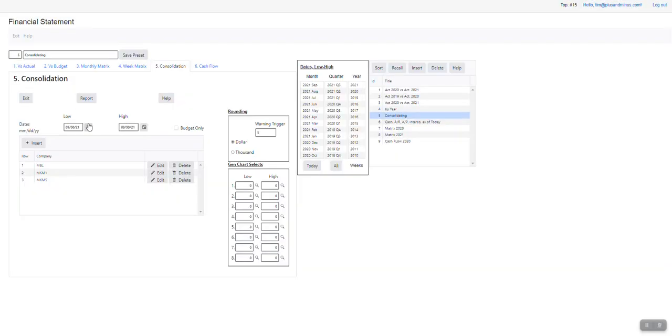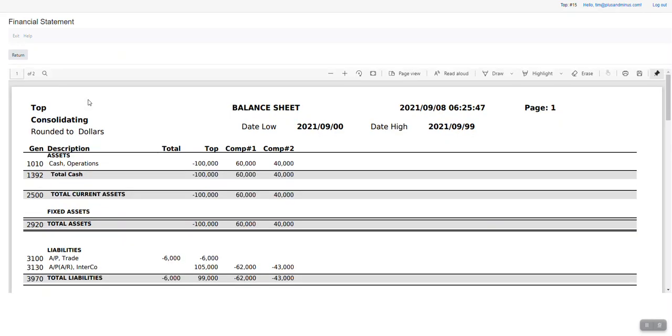Let's go to the financial statement. We're going to use preset number 5. It's set up for the month of September. This is the only transaction we'll see, what we put in. We are consolidating top, company 1 and company 2. Let's report this, and here's the transactions. The intercompany account for top shows a receivable of $105,000 down here.